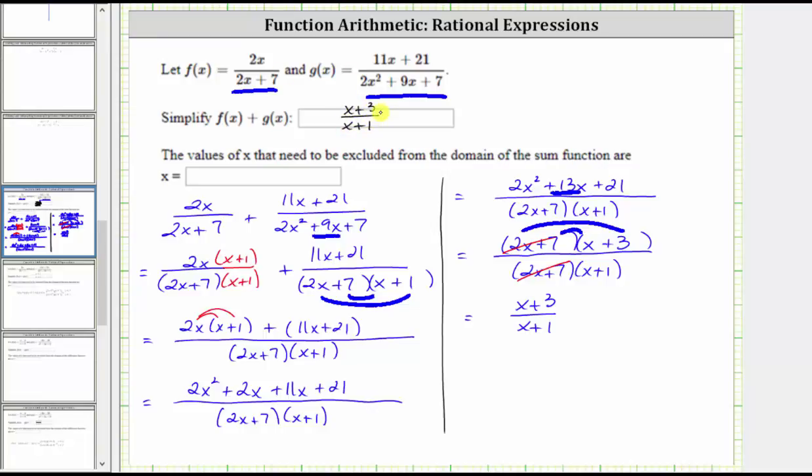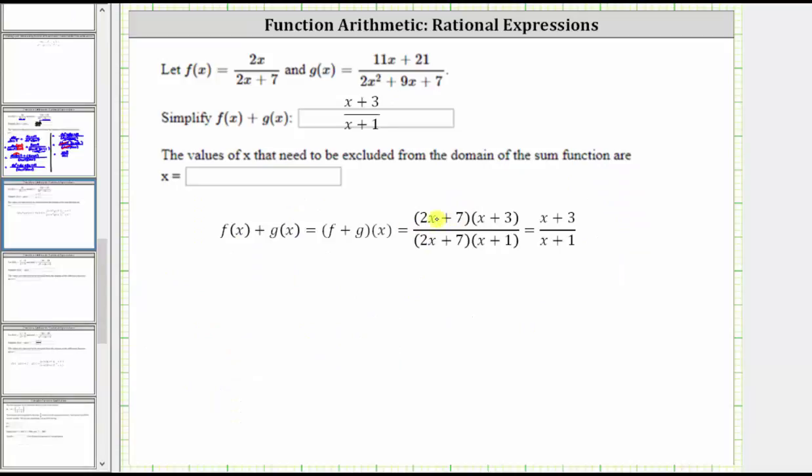For the second part of this question, they ask us for the values of x that must be excluded from the domain of the sum function. We must exclude the values of x that make the denominator equal to 0 because division by 0 is undefined. But it is important that we use the sum function before we simplified it to determine the excluded values, which means we will use this form of the sum function to determine the excluded values. Let's do this on the next slide.